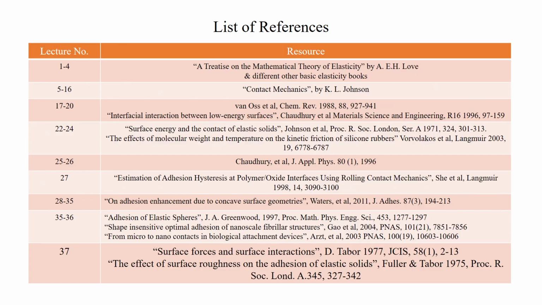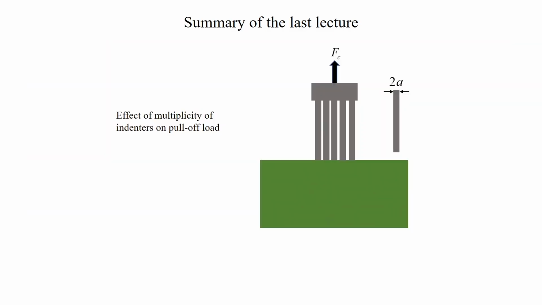In the previous lectures, we discussed the effect of multiplicity of indenters on pull-off load. We considered indenters having a flat plate or a concave shape. We also discussed concave shapes being spherical or ellipsoidal, and what the pull-off load is for a single indenter given an adhesion energy or adhesion strength at the interface. We also talked about the crack propagating from the center and from the edge, and we discussed all that.